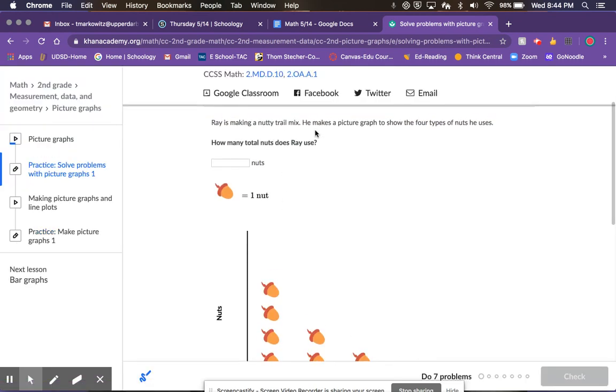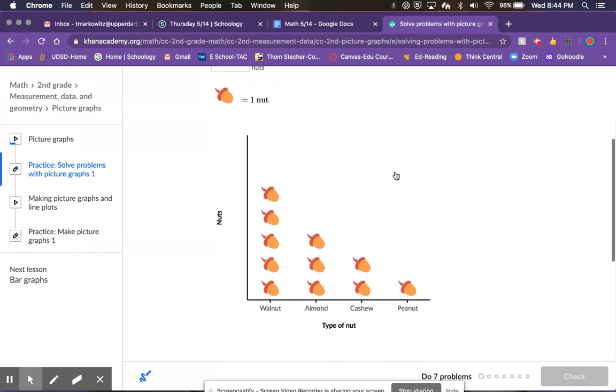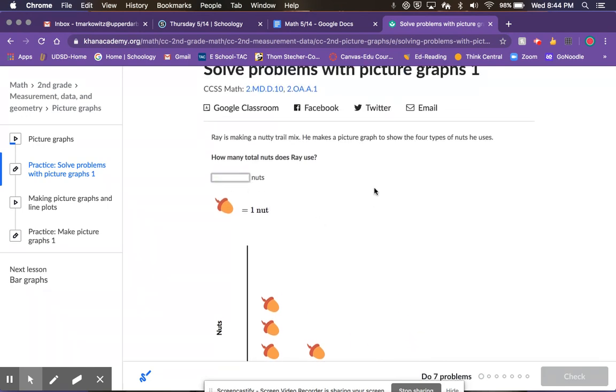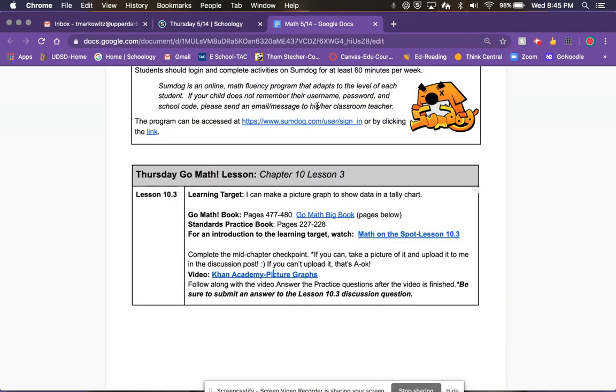Ray's making a nutty trail mix. He makes a picture graph to show the 4 types of nuts he uses. How many total nuts does Ray use? Each one of these counts as 1. Okay, so you would type your answer, then you would click check. There's 7 problems. You go over here, you'll be making it, practicing it, and then you can get into bar graphs. Okay, you can do any of these that you want on your own time.